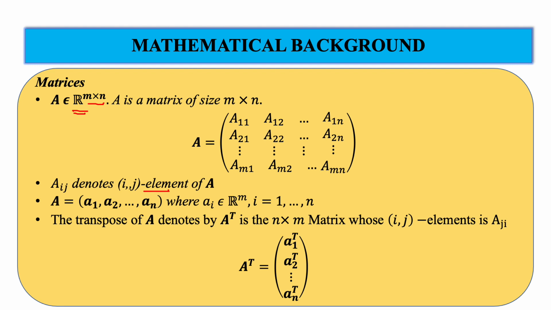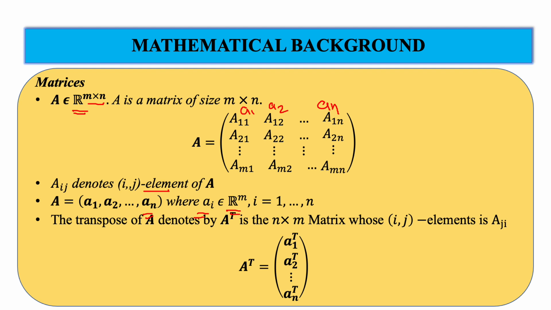So we can think of a matrix as a collection of vectors appended to one another. If a1 denotes the first column, a2 denotes the second column, and an denotes the nth column, then we can write matrix A as a1, a2, up to an, where each ai is an m-dimensional vector.